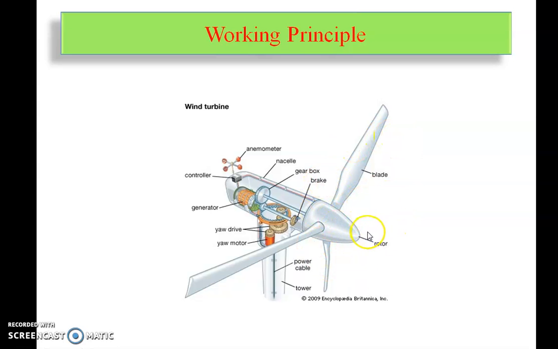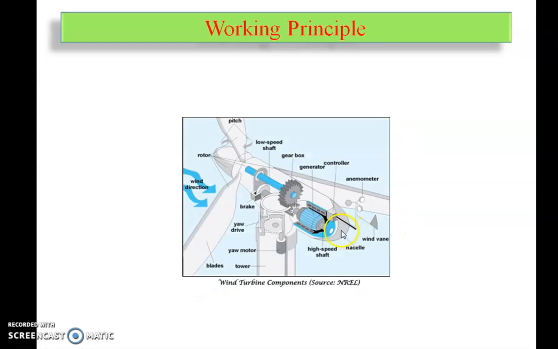Okay, so suppose this is not the one side, this is the opposite side. Okay, the rotor side here, pitch are there, the wind direction is here. So this is nothing but a gearbox. Now the gearbox is connected to the generator. Okay, again this is the controller, anemometer, as I said earlier, anemometer, wind vane.